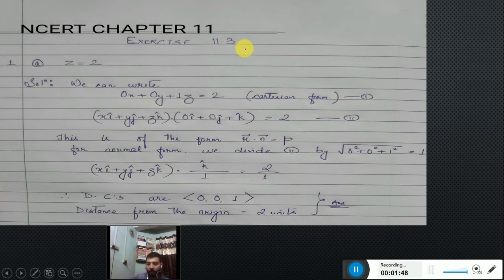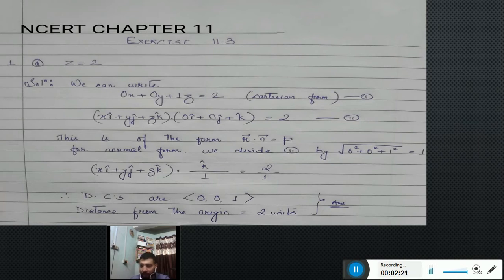Now I want you to sit with the book so that you can see the question from the book. I will read out the question and then I'll be solving it and you can copy down the solutions. So question number 1 says, in each of the following cases, determine the direction cosine of the normal to the plane and the distance from the origin. So I have done question number 1 part A. With the help of this you can do the rest.